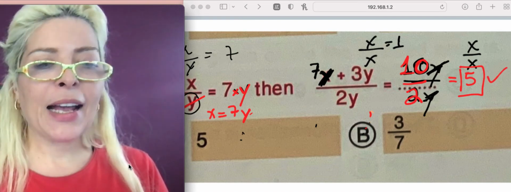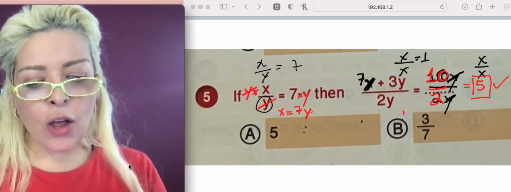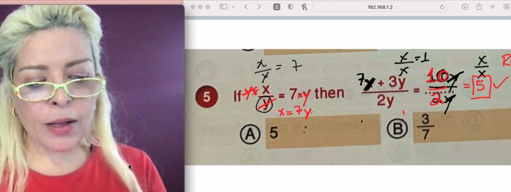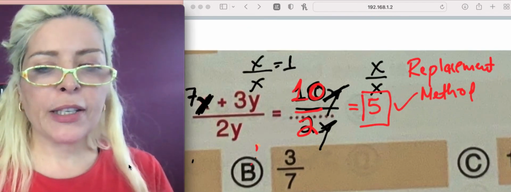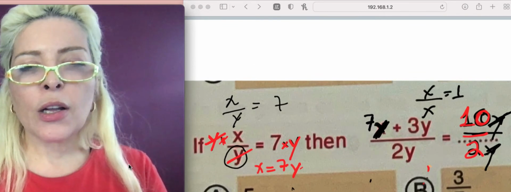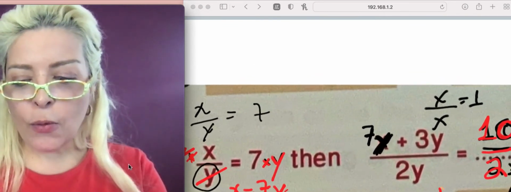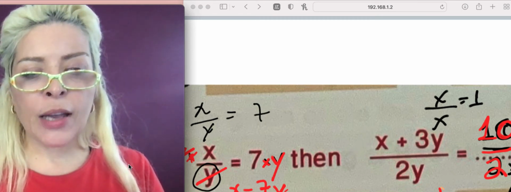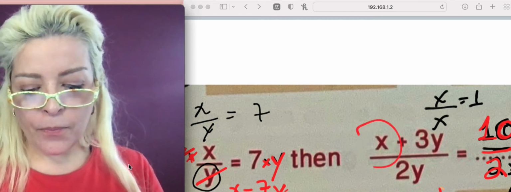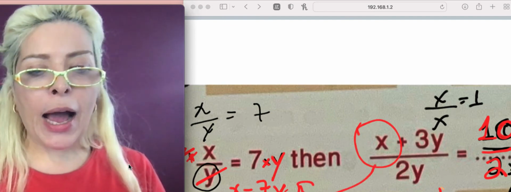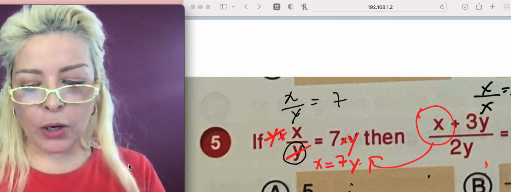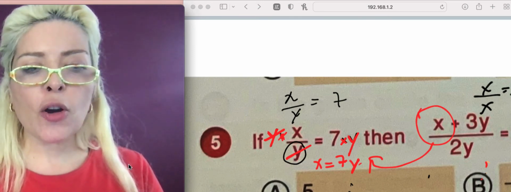Okay, that's the answer. This is called the replacement method. This is when you replace. Notice how we replaced x here with 7y. Why did we do that? Because we were allowed to do that, since we solved for x in terms of y.